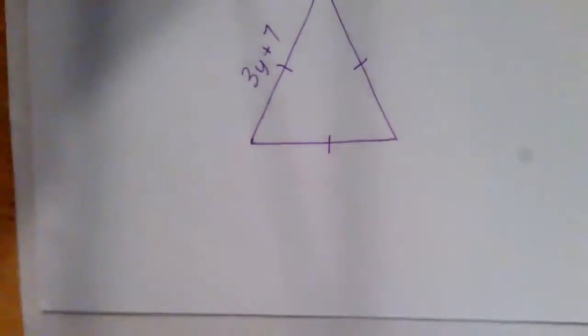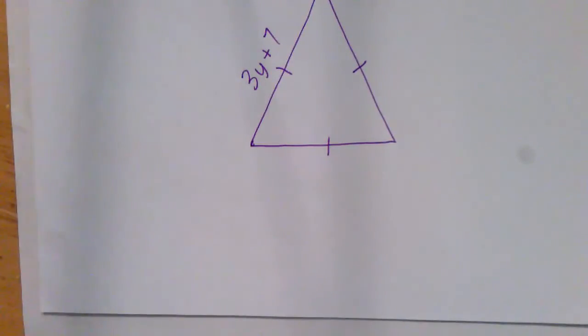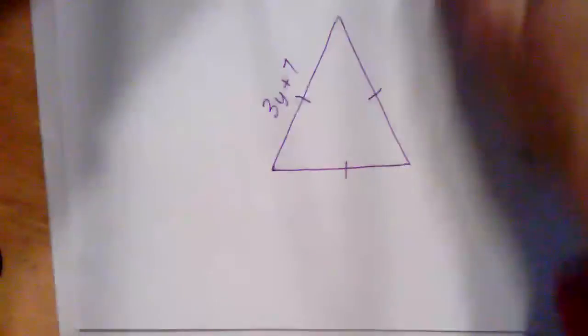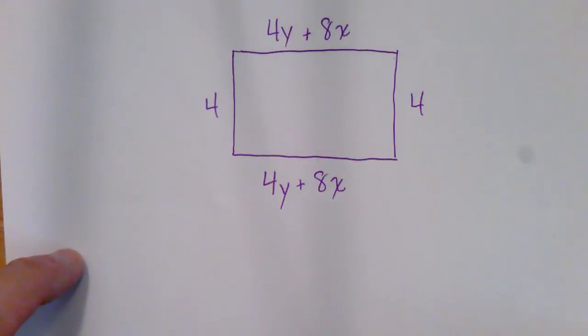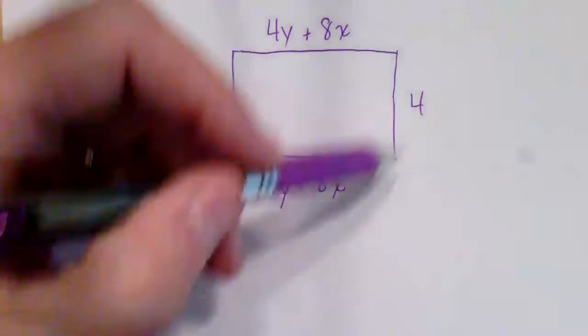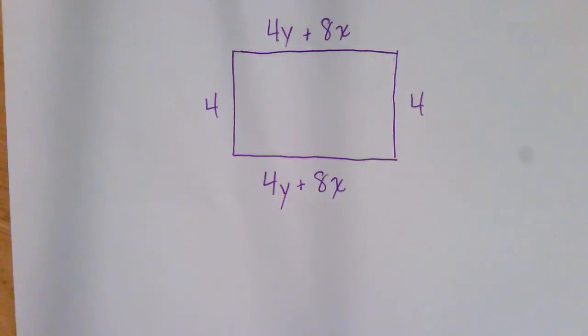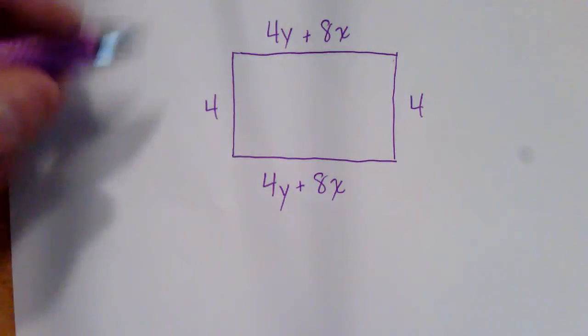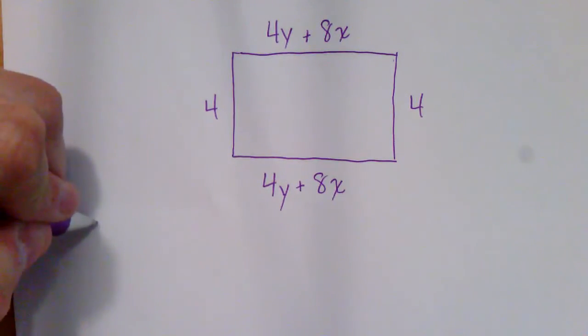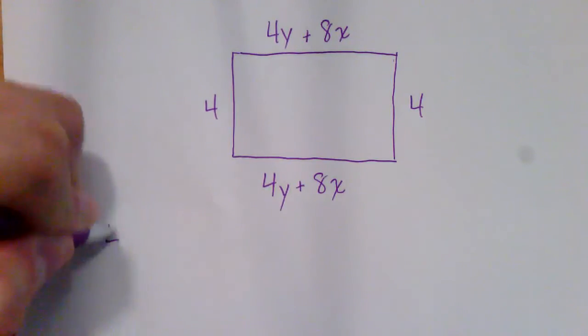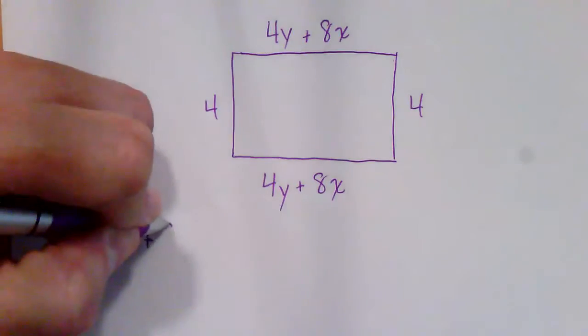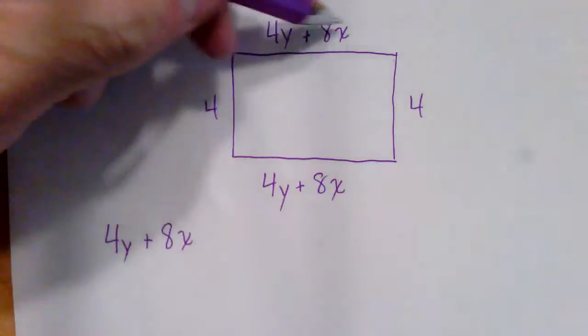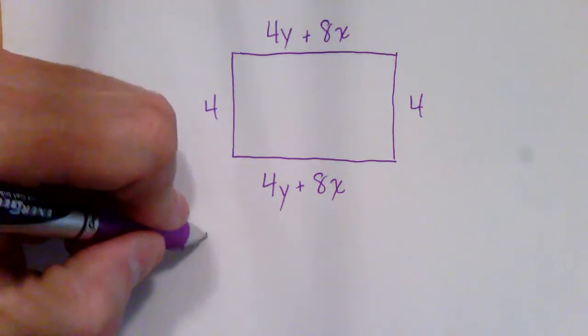Here's what also is on there. We have a couple of shapes. Remember, we're trying to find the perimeter of a shape, right? We add all the sides together. If I want to know what the perimeter of this rectangle is, I add all these sides together, so it's going to be kind of long. So watch what this is going to be. It's going to be 4y plus 8x. That's this side.